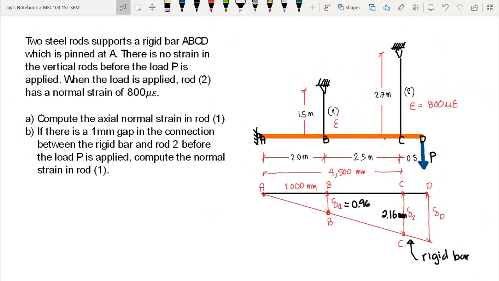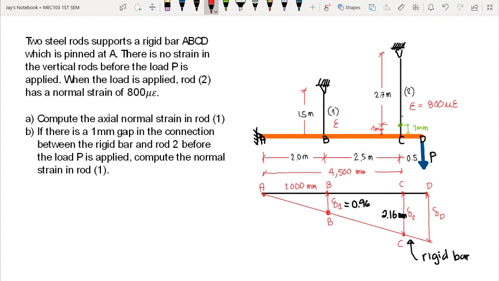Now for our question letter B, if there is a 1 millimeter gap in the connection between the rigid bar and rod 2 before the load P is applied, compute the normal strain in rod 1. So again, if there is a 1 millimeter gap in the connection between the rigid bar and rod 2, if we zoom in on this area, point C, we could see a 1 millimeter gap. So there would be a 1 millimeter gap before rod 2 is connected to point C. So our 2.7 here is up to this point only. Okay, so this one is a 1 millimeter gap.